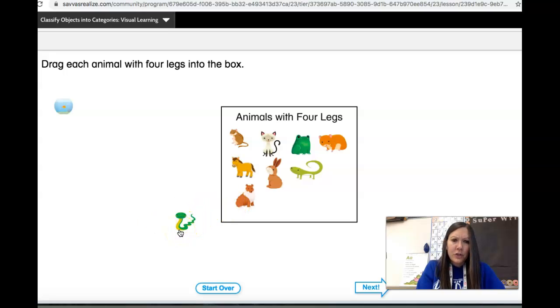Snake. Should I put the snake in the category of animals that have 4 legs? No. Snakes do not have 4 legs. They don't have any legs. Thank goodness. All right, so in this category, we have animals that do not have 4 legs. In this category, we have animals with 4 legs. We just put those animals into 2 categories.